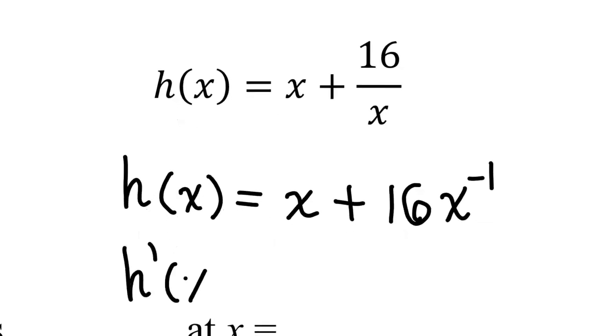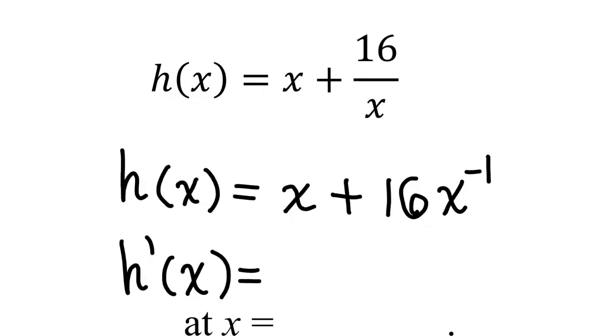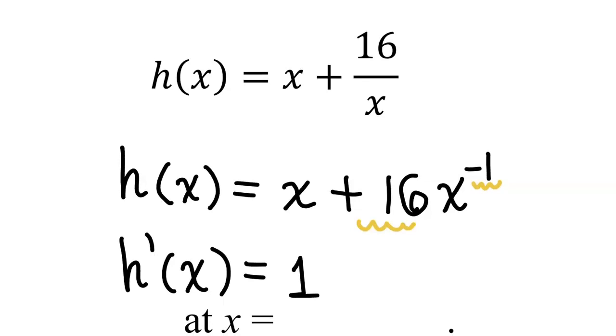All right, we're ready to find the derivative for the critical values. So the derivative of x is 1. Oopsies. And let's work with the second term. If I find the derivative of 16 times x to the negative first power, I have to multiply those two yellow underlined numbers. That's going to give me negative 16, and the exponent will go down to negative 2.